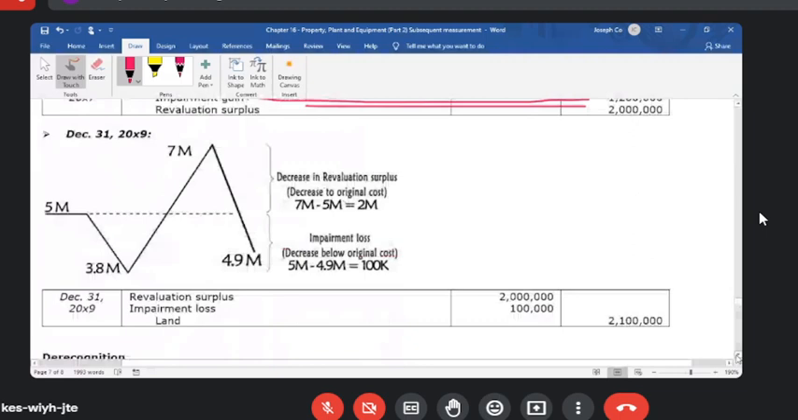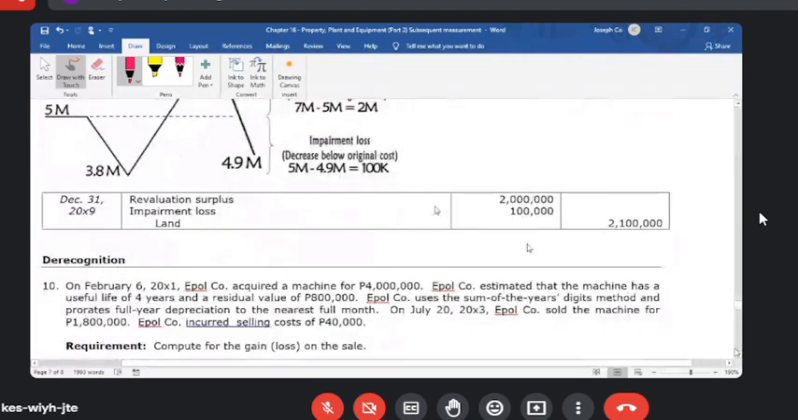And then, bumaba. Record, ubusin mo muna yung revaluation surplus. At pag ubos na, that is the time we record impairment loss.